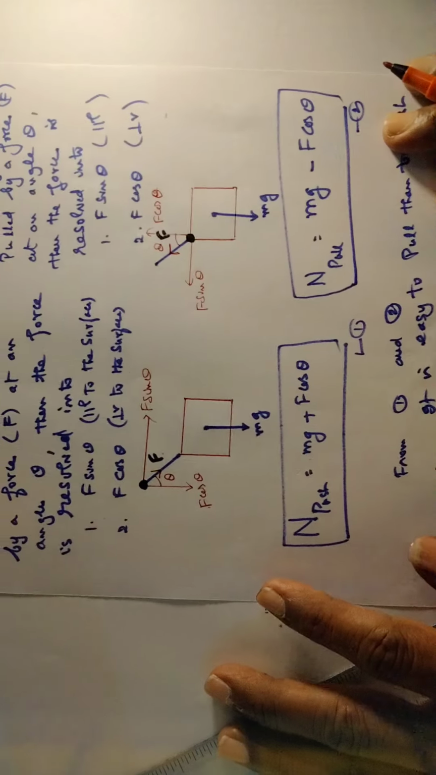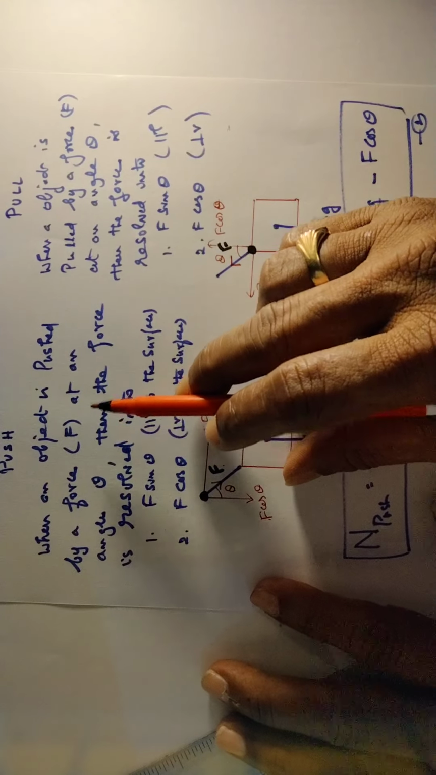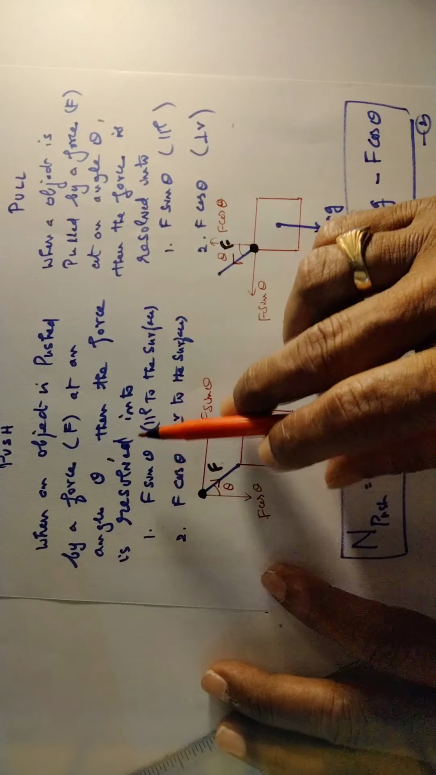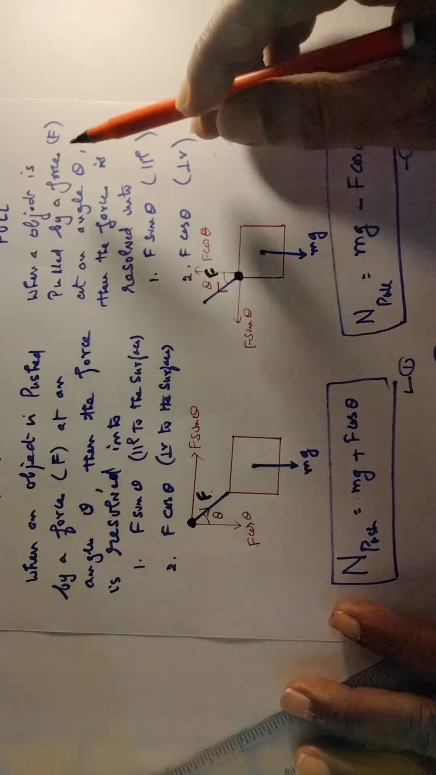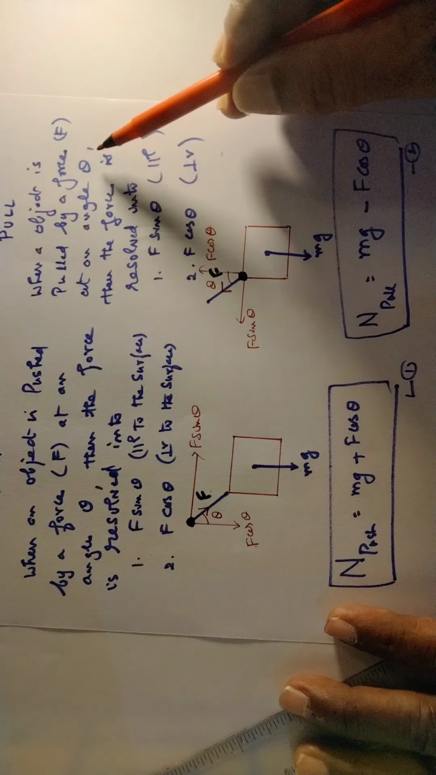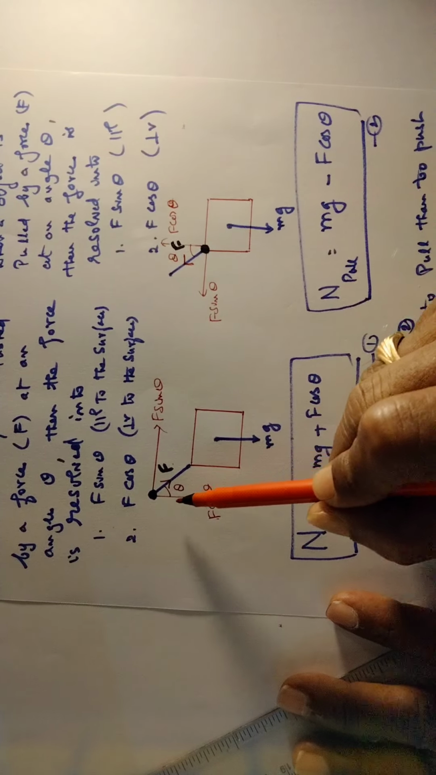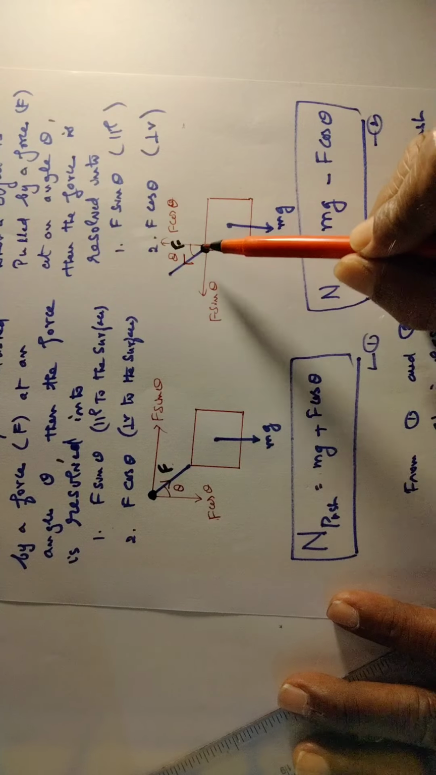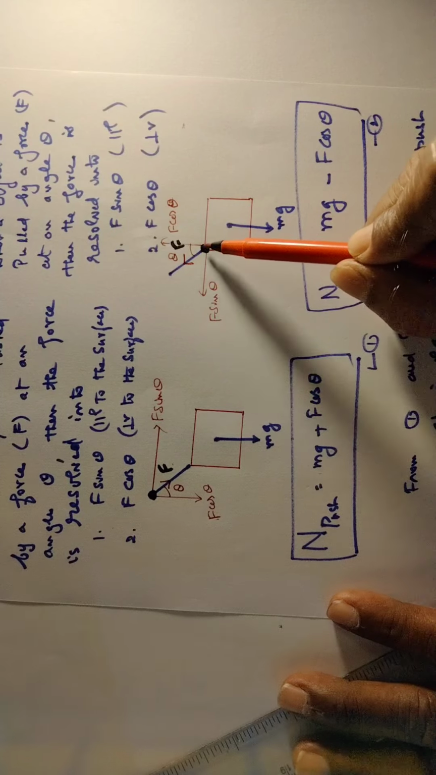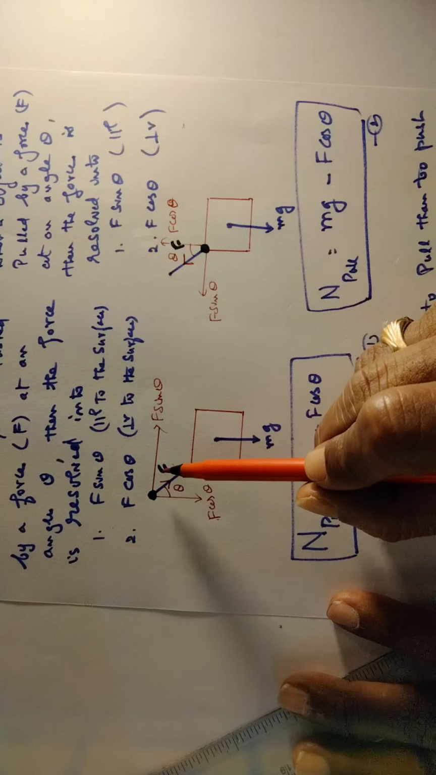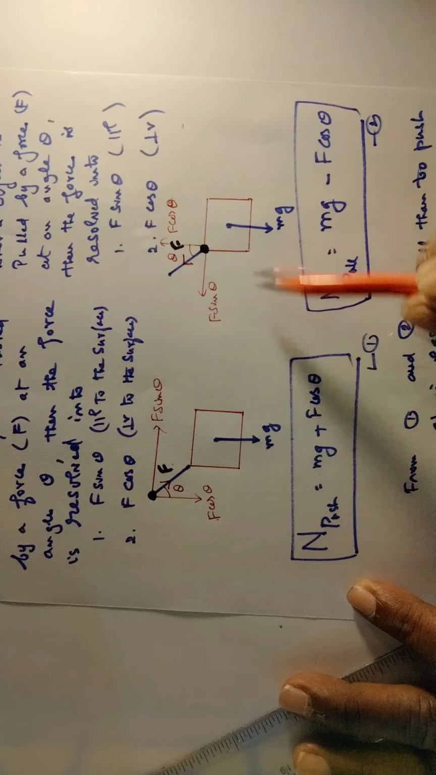See, here the body is pushed. When an object is pushed by a force at an angle theta, then the force is resolved into two components, F sin theta and F cos theta. Similarly, in the case of pull, the object is acted upon by a force at an angle theta, then the force is resolved into two components, F sin theta and F cos theta. When drawing the diagram, this point is very very important. We have put the dot here, that is the important point. From there F is acting, push; here, from there, pull. Then resolve this F into two components, F sin theta, F cos theta. Put mg downward.